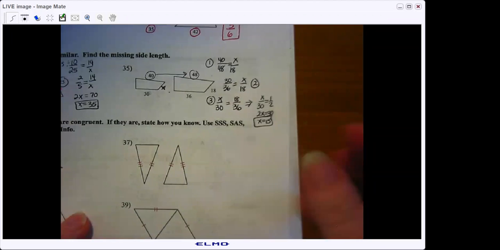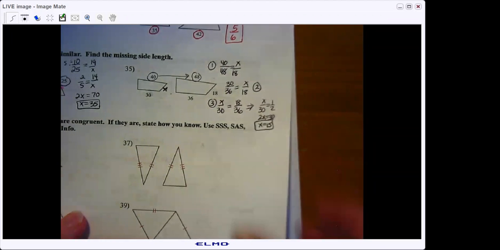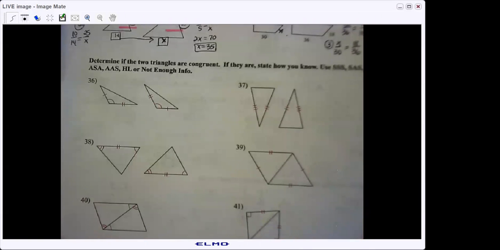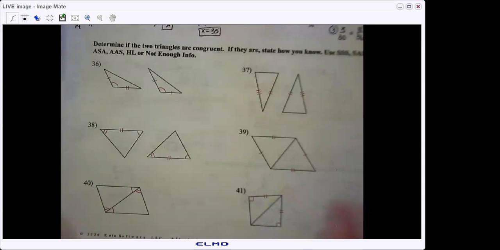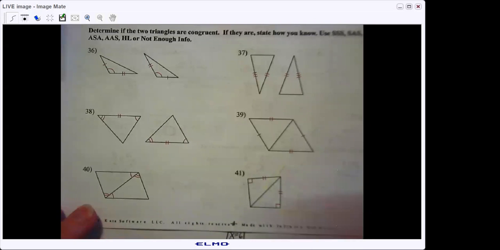Okay, last section, your congruent triangles. Now this goes back to assignment number 19 and 20 that some of you absolutely hated me for because I don't think some people ever quite understood what I was asking for. And I'm sorry.